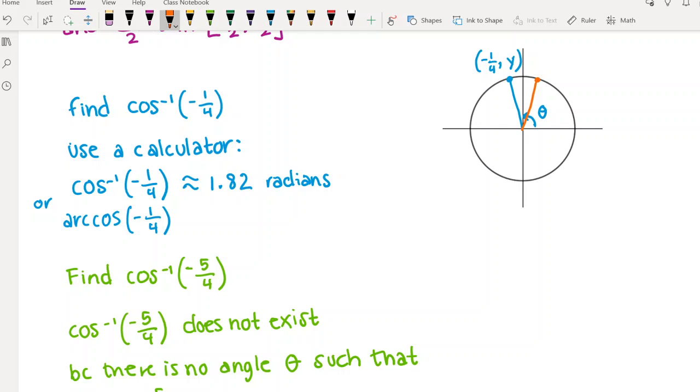So this would be the angle theta for the problem we're on now. And again, here we don't care about the x-coordinate, but we know the y-coordinate is 0.9. And so we should expect our answer to be a little bit less than pi over 2 this time, right? Just by looking at the picture.